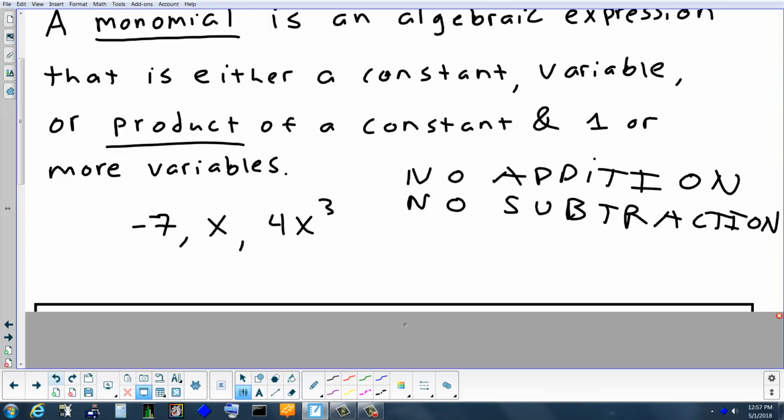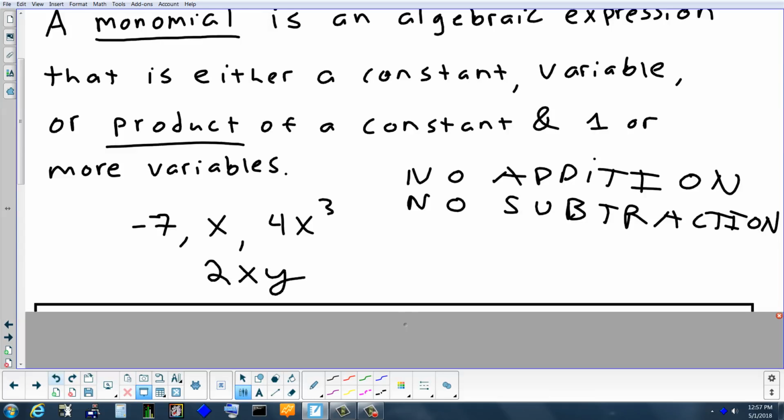All right. Here's another example. One or more variables. 2 times x times y. Do I have any addition there? No. Do I have any subtraction there? No. Then that's a monomial, as long as you don't have any addition or subtraction.